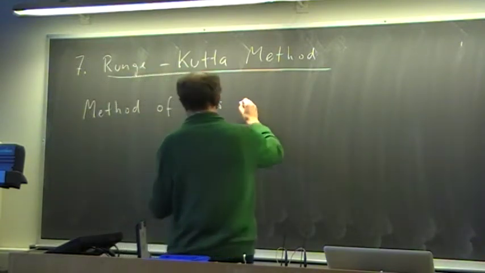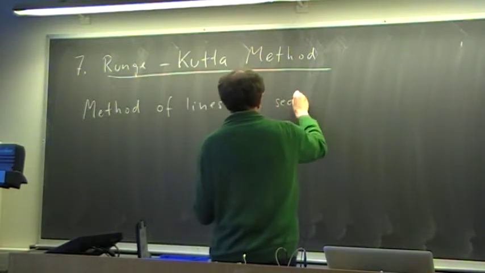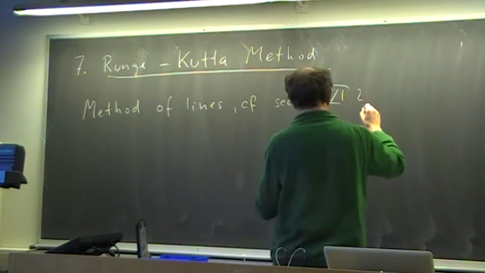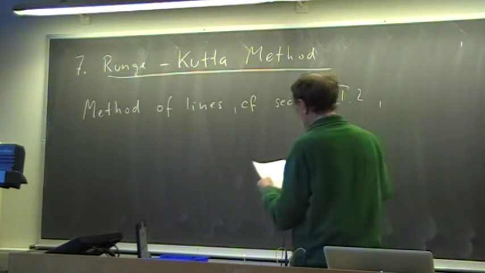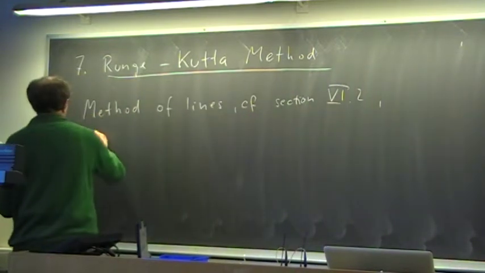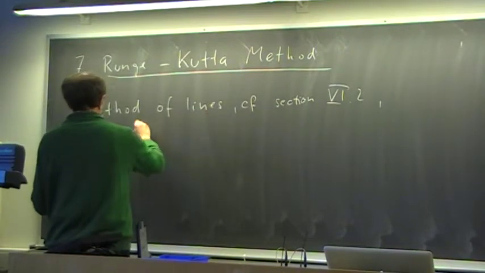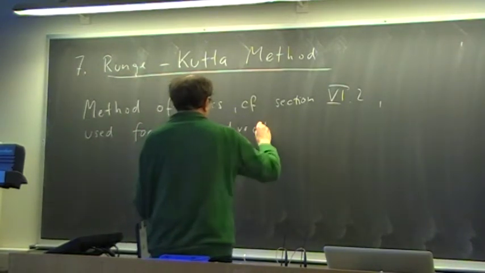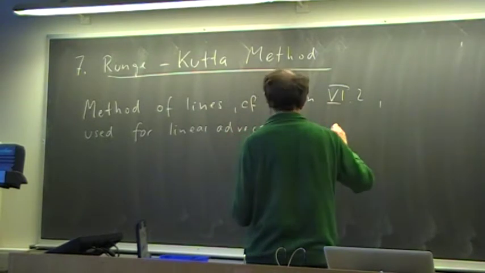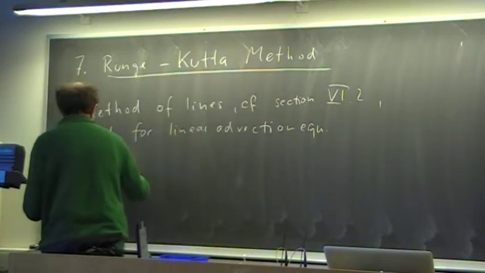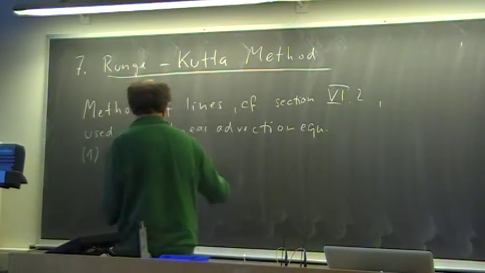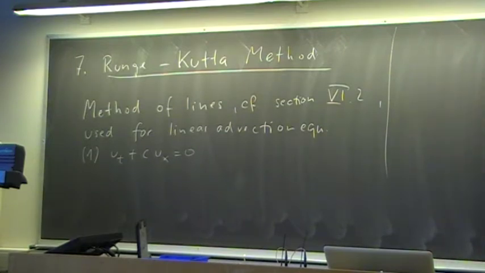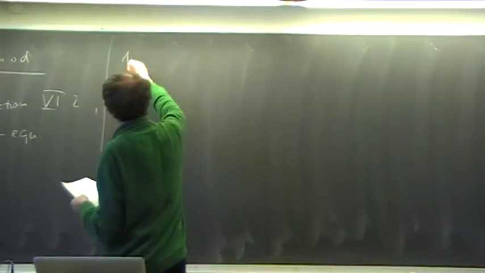The method of lines, which will be discussed in section 6.2, is now used for the linear advection equation. That was equation 1: u_t plus C u_x equal to 0. What was this method of lines? We do essentially two steps.